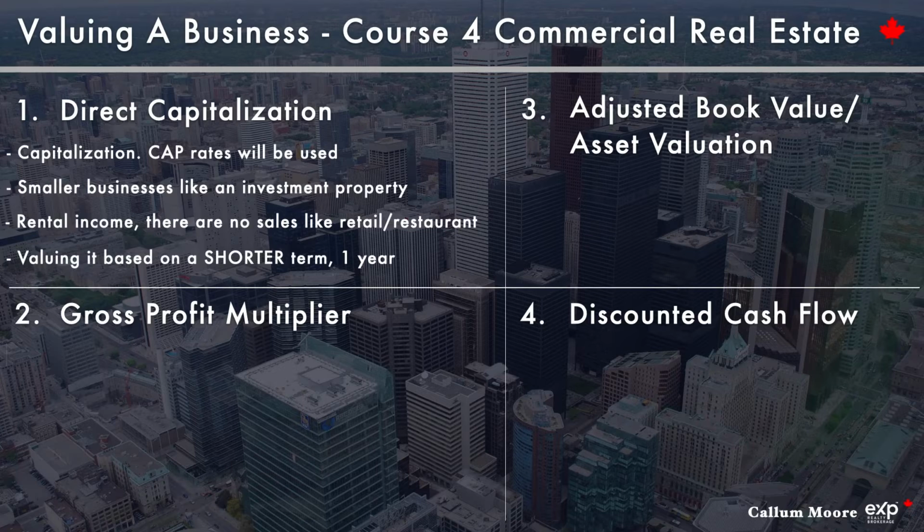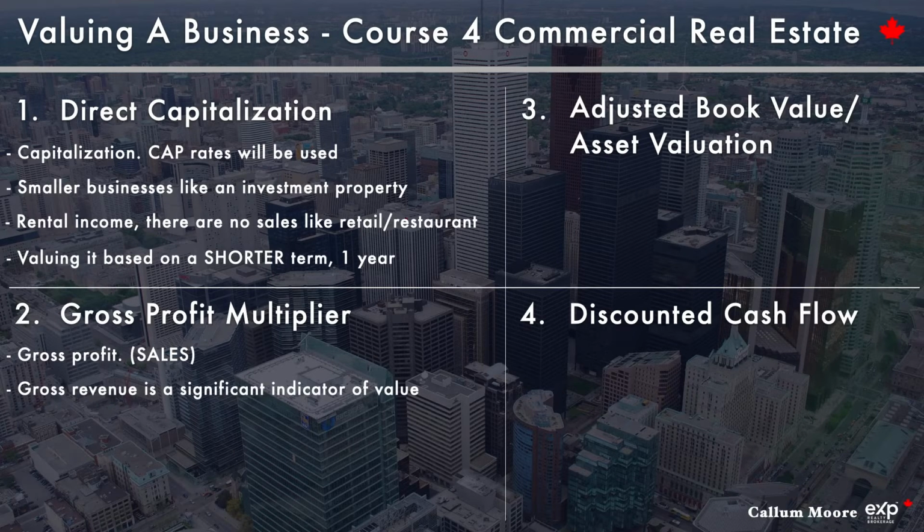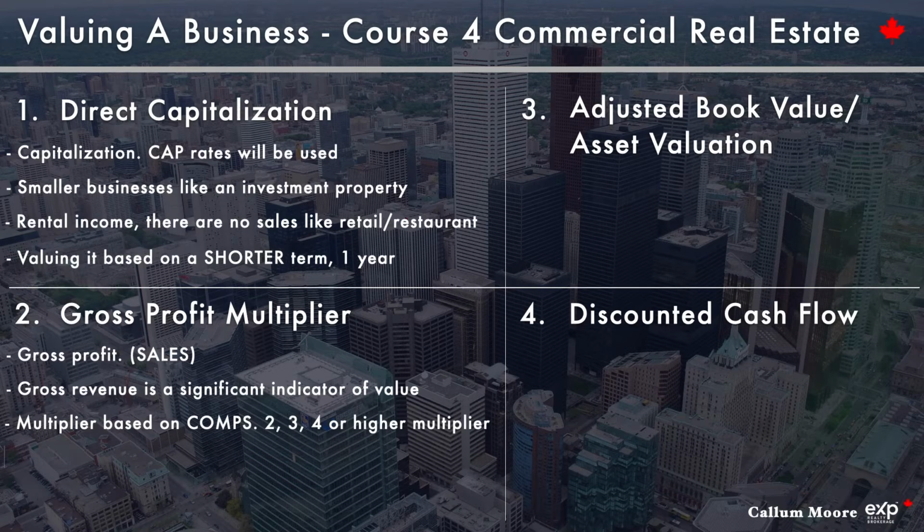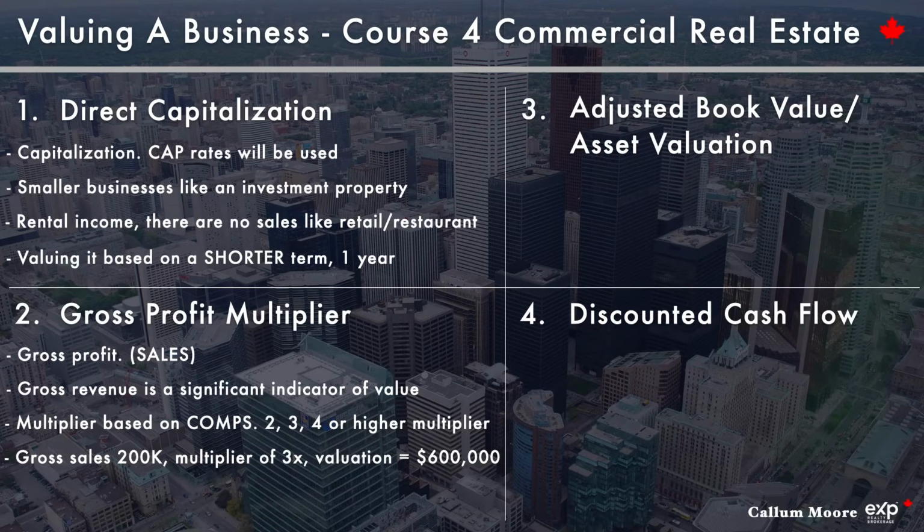Second, gross profit multiplier. Again, refer to the name. Gross profit, think sales. We are selling something, and gross revenue is a significant indicator of value. But also think about the multiplier. This is a 2, 3, 4, or higher X multiplier. It all depends on the comparable properties. But for example, if it was 3X annual gross sales, so if it was a restaurant with $200,000 in gross revenue over a 1 year period, you would multiply that by 3.